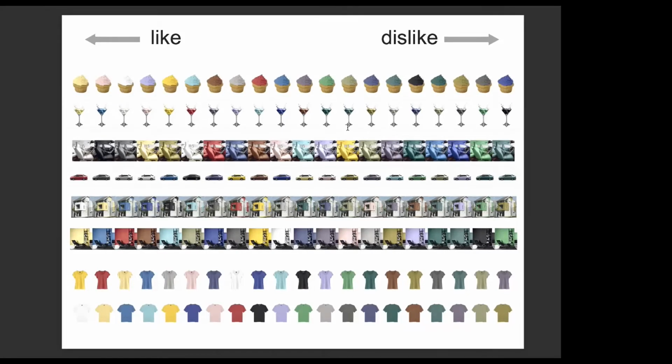So here is just shown the sequence or the rank order of like-dislike for different applications. For example, if you look at the top, that's the rank order of like-dislike for cupcake. And the second row is the rank order for cocktail, and so on. I cannot go into the detail. So anyway, you can see the difference of the rank order for like-dislike, and that rank order will be different for different applications here. Next slide, please.